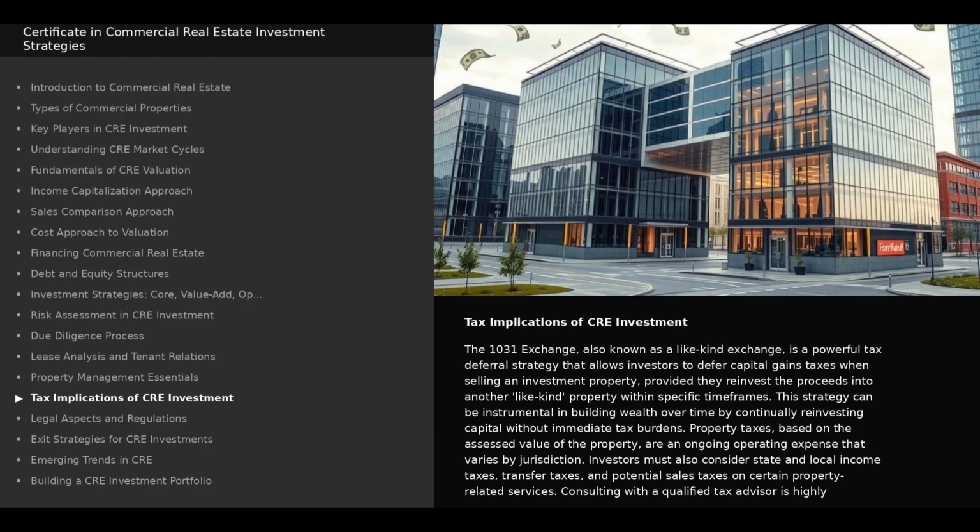Property taxes, based on the assessed value of the property, are an ongoing operating expense that varies by jurisdiction. Investors must also consider state and local income taxes, transfer taxes, and potential sales taxes on certain property-related services. Consulting with a qualified tax advisor is highly recommended to develop a tailored tax strategy that aligns with investment goals and minimizes tax burdens legally.